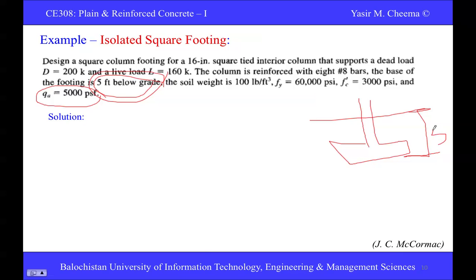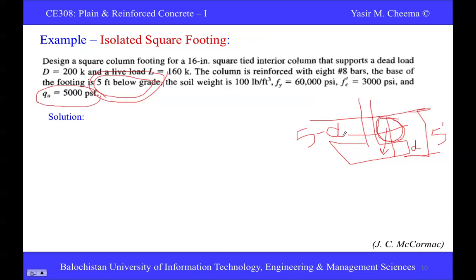Understand? This dimension from here to here is the 5 foot. So if we assume this distance of 5 foot is the depth D of something, the remaining area is covered by the soil. This soil load is also working on this footing. So the length of this area would be equal to the depth of 5 foot minus the depth of the footing.